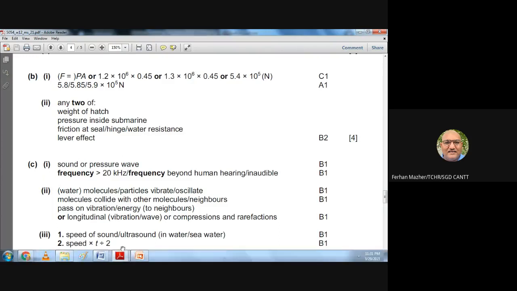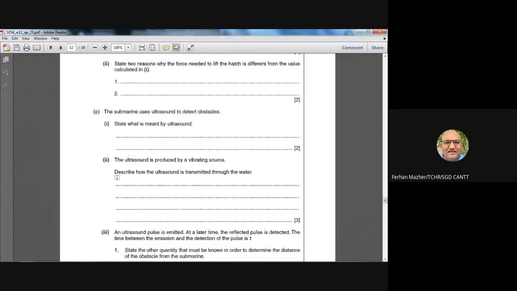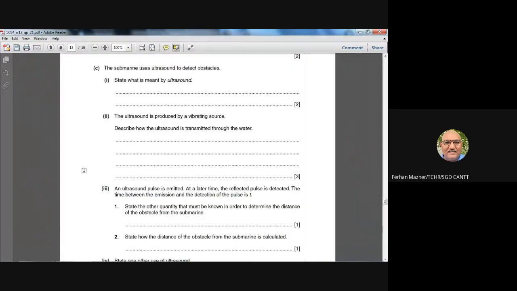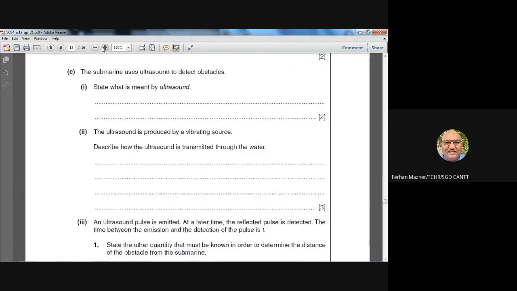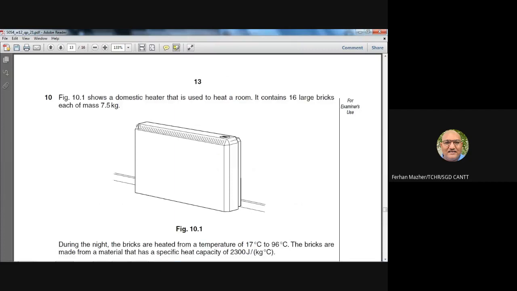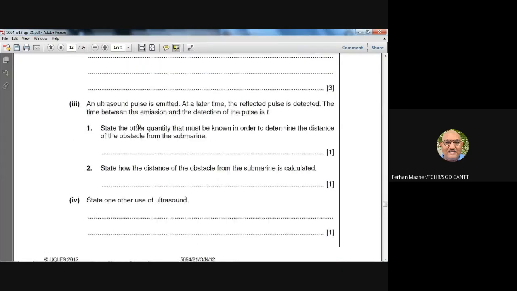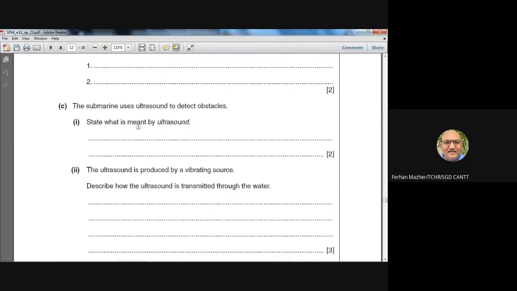The question is, the submarine uses ultrasound to detect obstacles. State what is meant by the ultrasound.